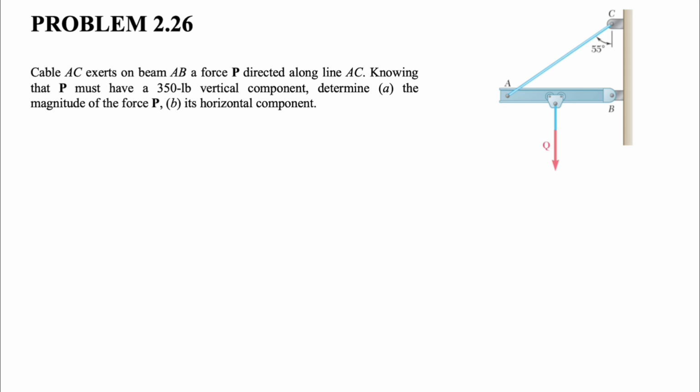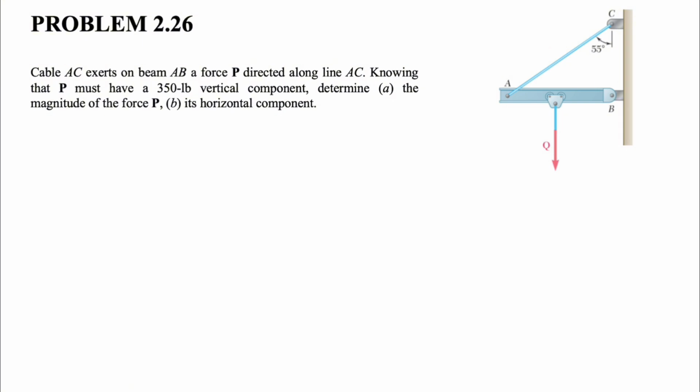So in today's video we're going to be solving another question from chapter 2 of the Johnston textbook, and we have this cable AC exerting on beam AB a force of P directed along line AC. We know that P must have a 350-pound vertical component, and in A part we need to determine the magnitude of the force P, and in the B part we need to find the horizontal component.